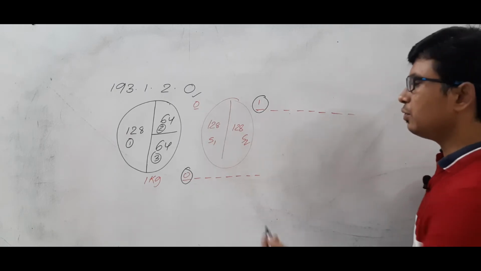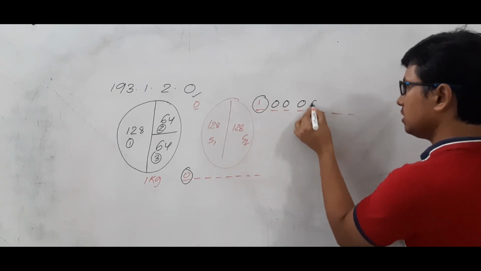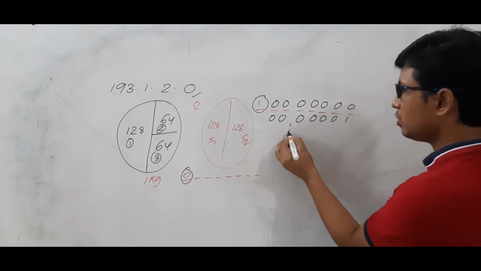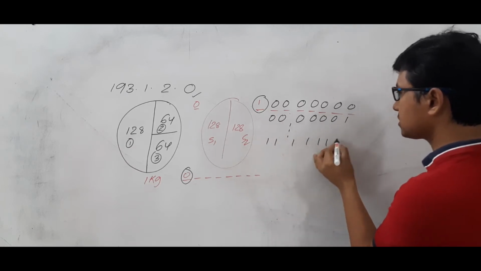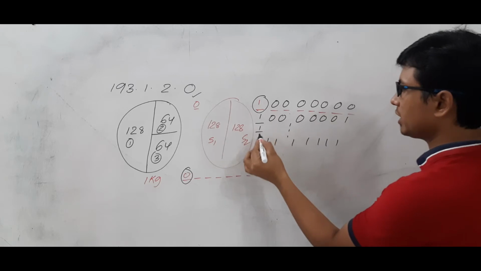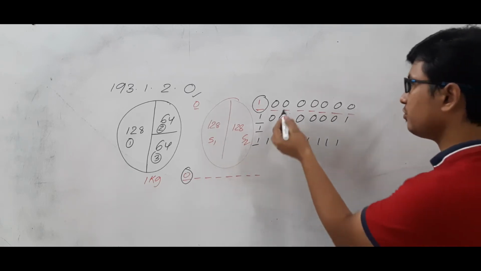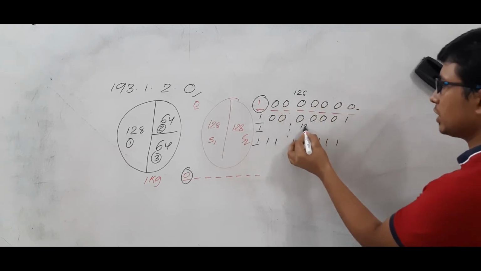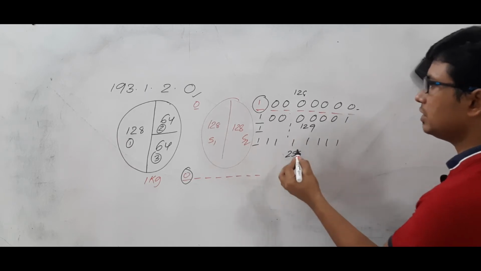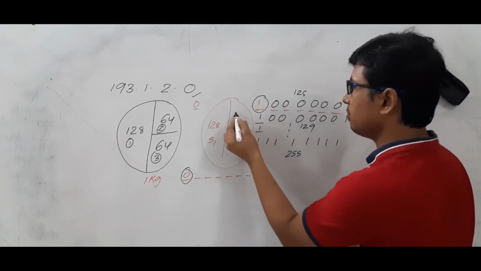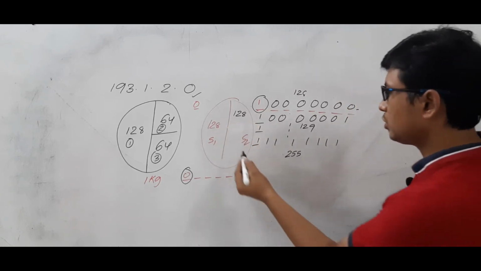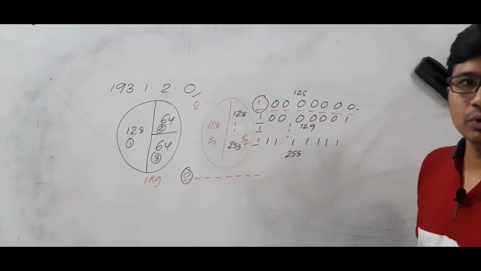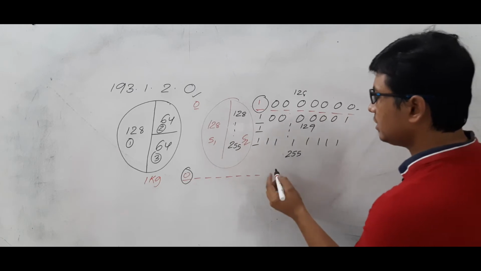How can we compute? We keep zeros in the 7 bits, then 0, 0, 0, 0, 1, and so on, up to all ones, and the MSB will be 1 in each case. Am I right or wrong? So if you convert into decimal, this one will be 128, this will be 129, this will be 255. So the IP addresses from 128 to 255 will fall here. Am I right?